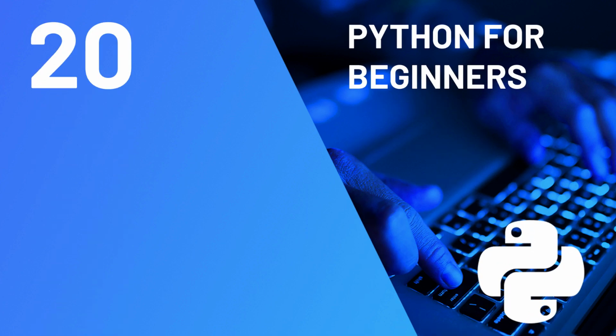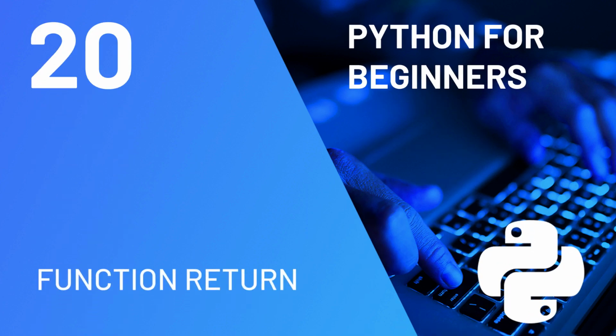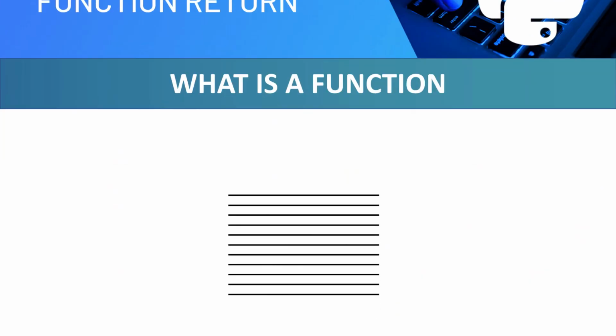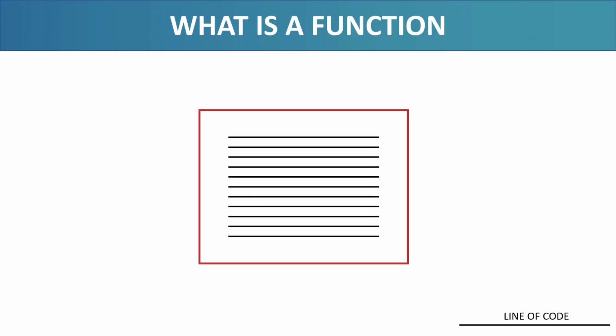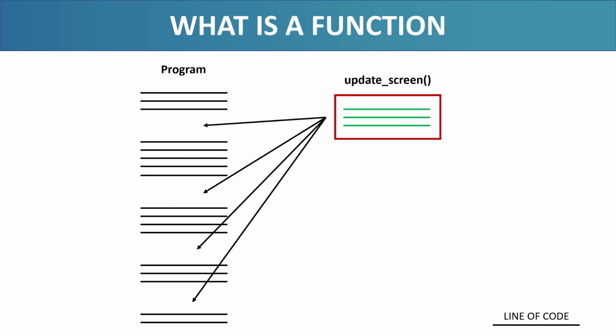In this video, we are going to learn how to use the return statement in Python functions. As we said in the previous videos, a Python function is just a block of code that performs a specific task. When we want to perform the task, we can call that function in our Python programs. The function code will execute and then the program will continue to the next lines of code.